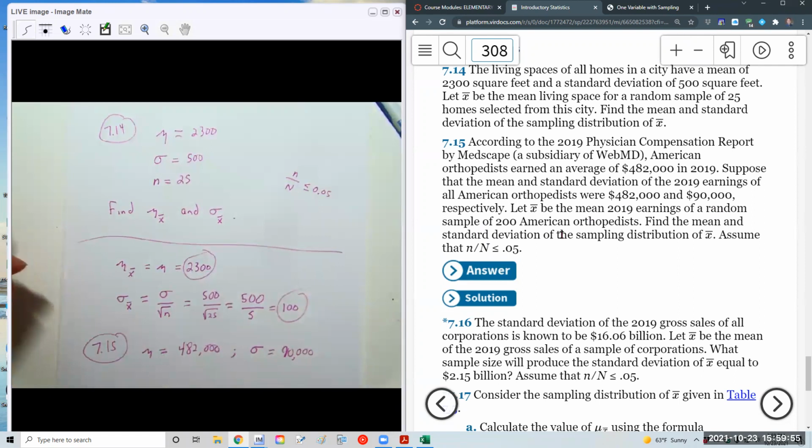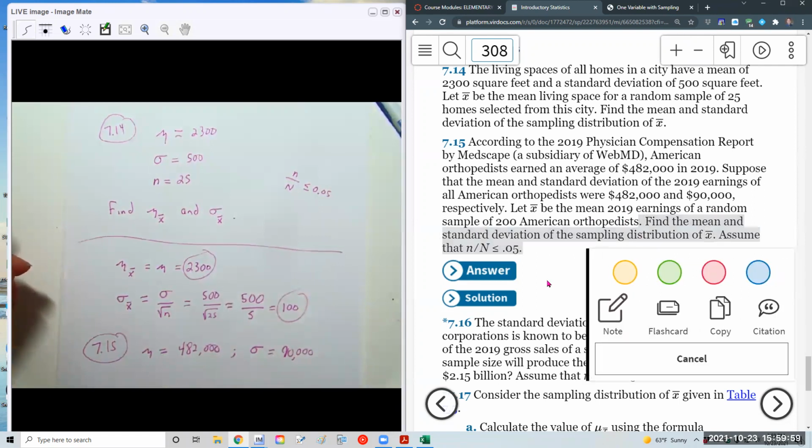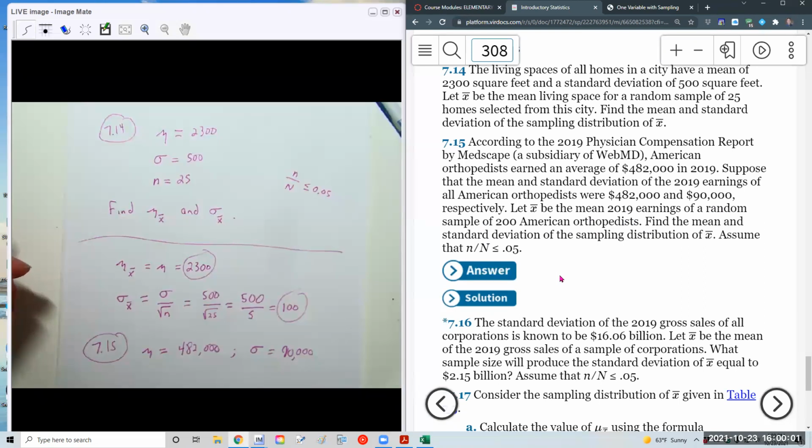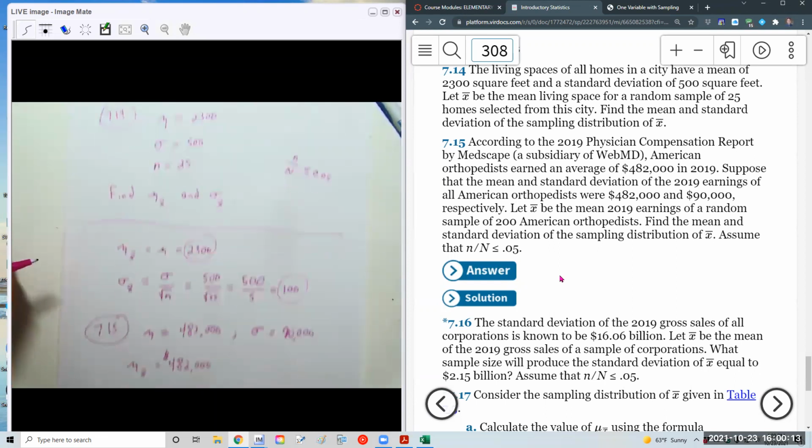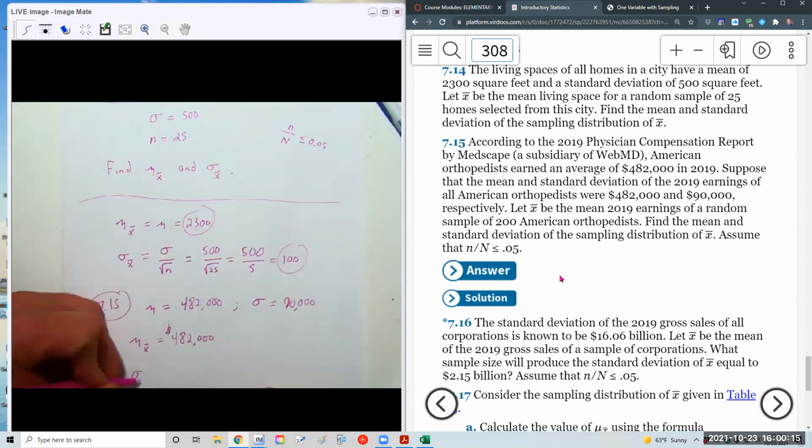And what is it that they want? Well, it's the same as that last question. Find the mean and standard deviation of the sampling distribution, assuming n over N is less than or equal to 5%. So that's easy, right? Mu sub x bar is just equal to mu, right? It's the same as mu. And sigma sub x bar is going to be sigma over square root n, right?